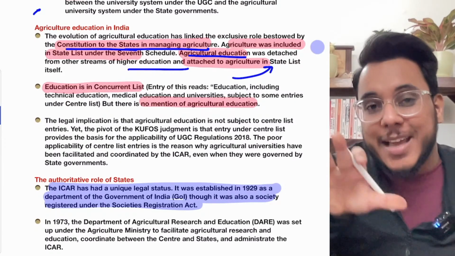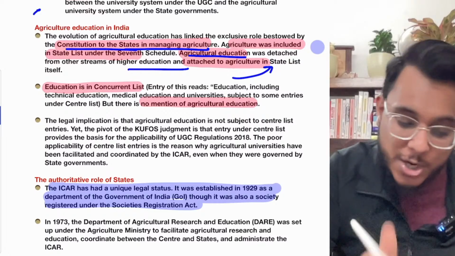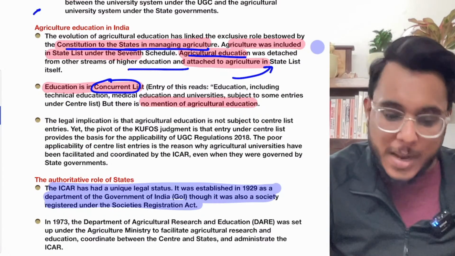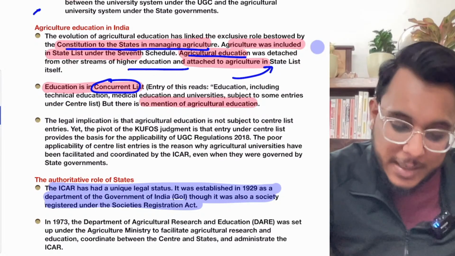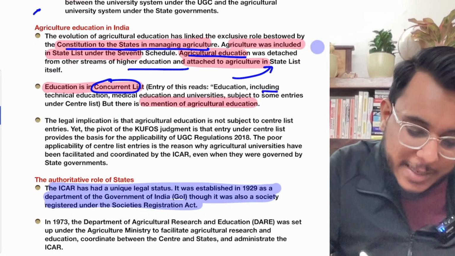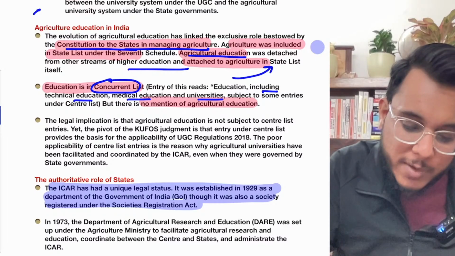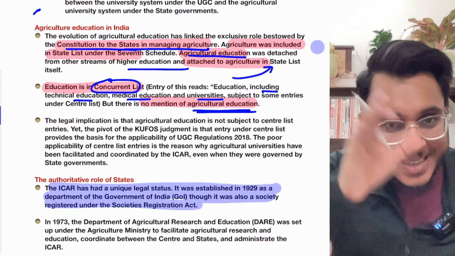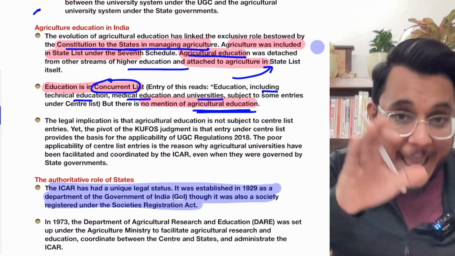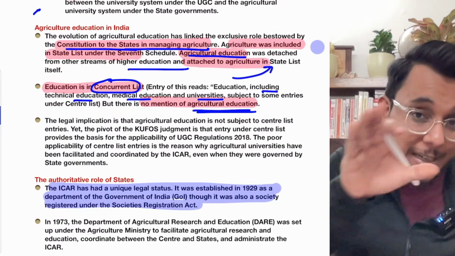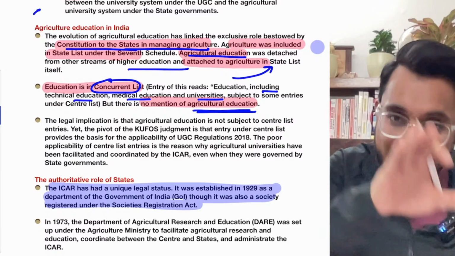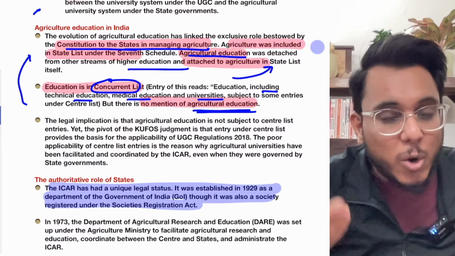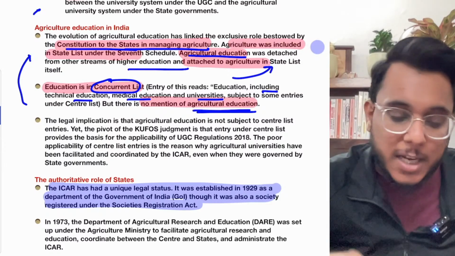Now, when we talk about education as a whole, education is in the Concurrent List, which means on education both the Centre and the state can make the law. But within the Concurrent List, education includes technical education, medical education, universities, but there is no mention of agricultural education. So as agriculture is a state subject, and agricultural education is detached from the Concurrent List and added into the State List, agricultural universities are also under the state government, which will have the power.